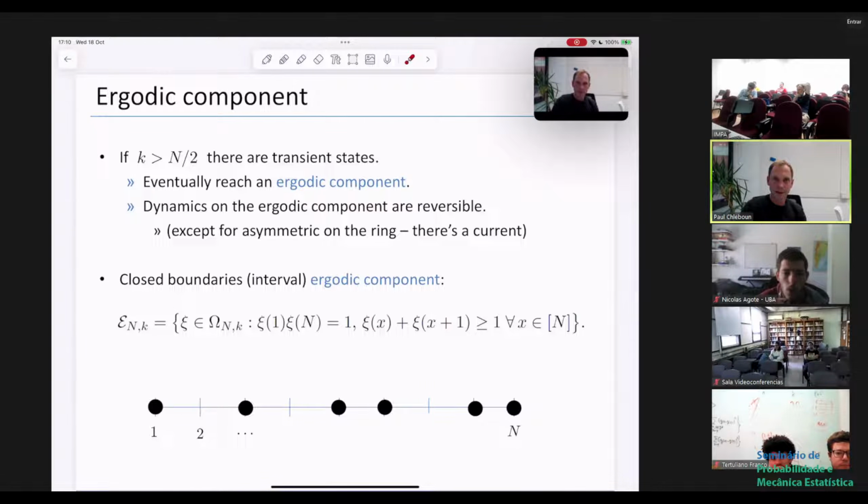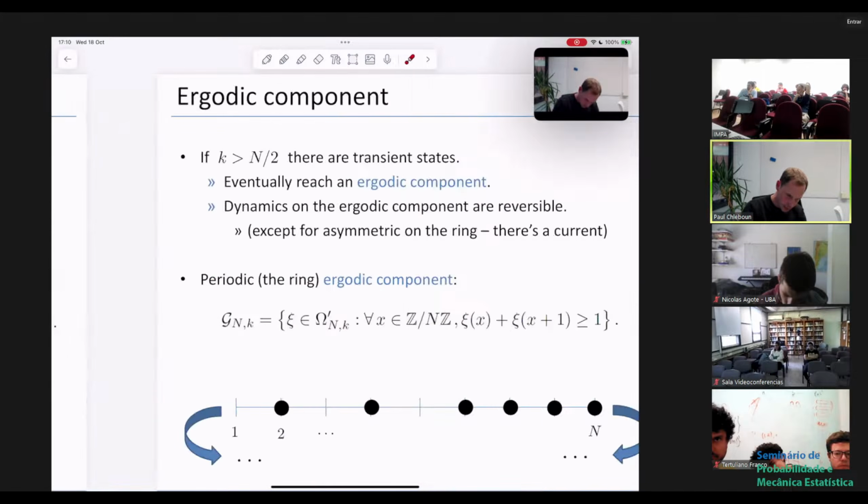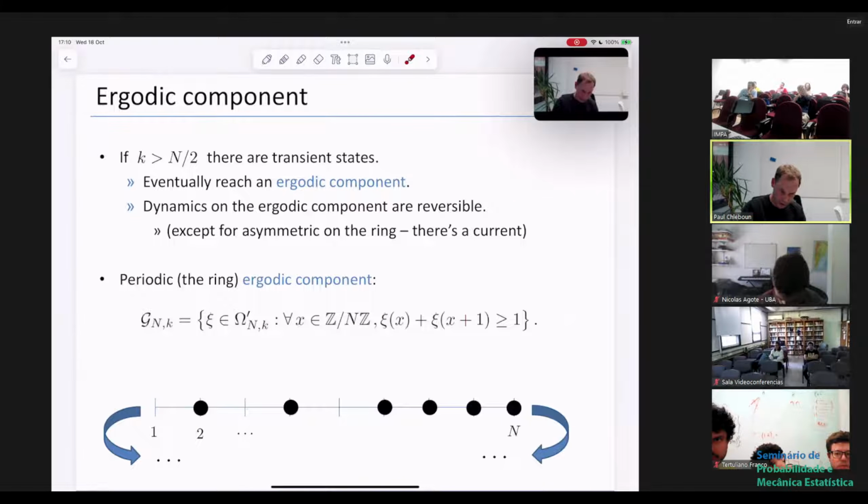Okay. Everyone still happy? Good. Okay, so that's the ergodic component on the interval. Similarly, the ergodic component on the ring is a little easier to describe. It's just all the configurations where particles are separated by no more than one empty site.